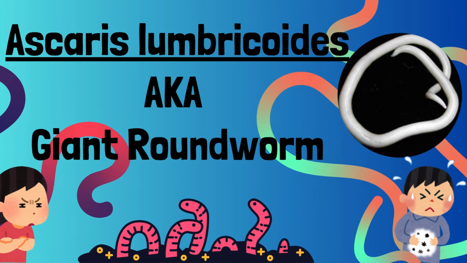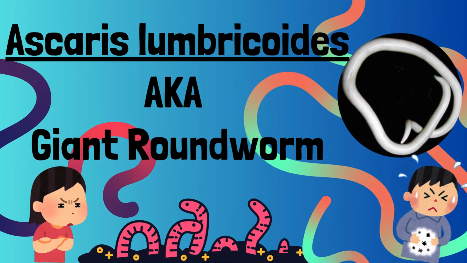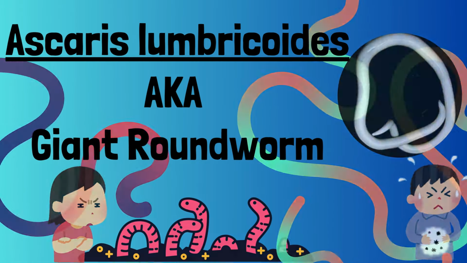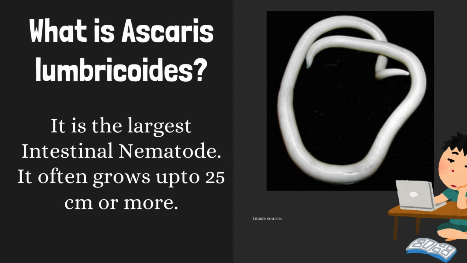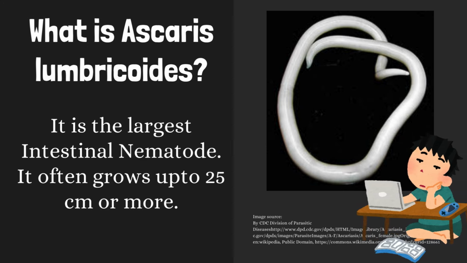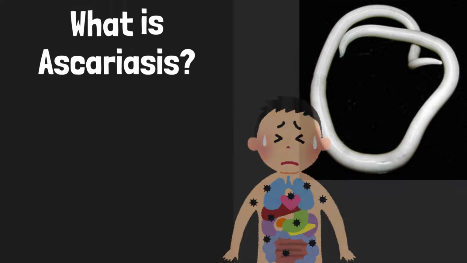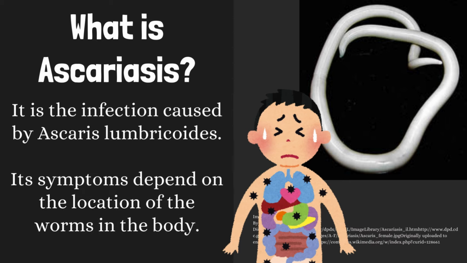In this video, we will discuss Ascaris lumbricoides, also known as the giant roundworm. What is Ascaris lumbricoides? It is the largest intestinal nematode. It often grows up to 25 centimeters or more. What is ascariosis? It is the infection caused by Ascaris lumbricoides.